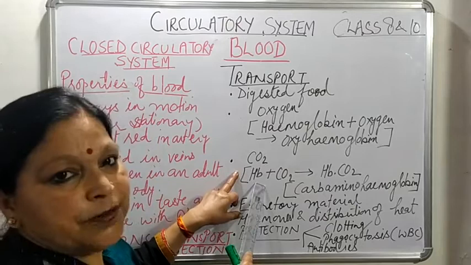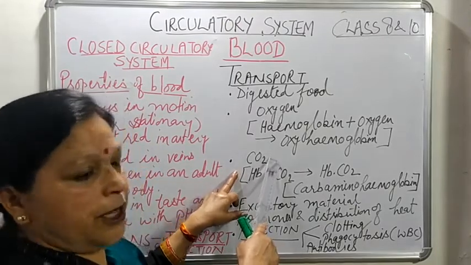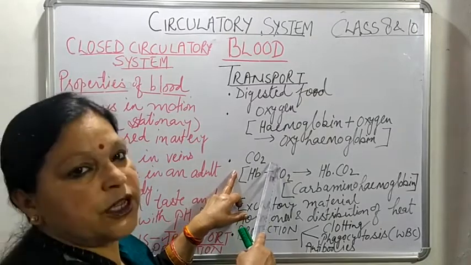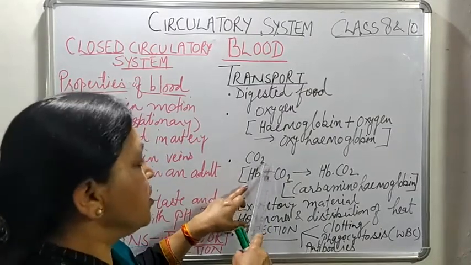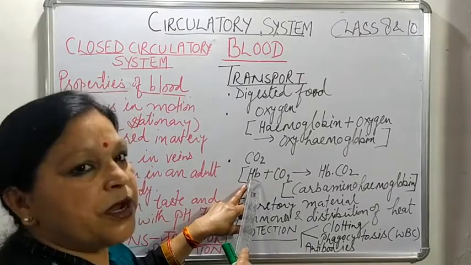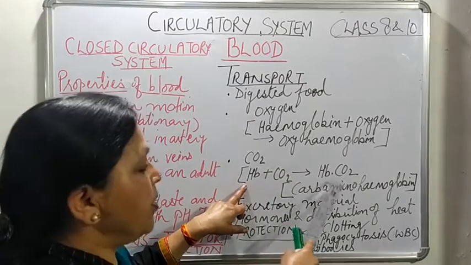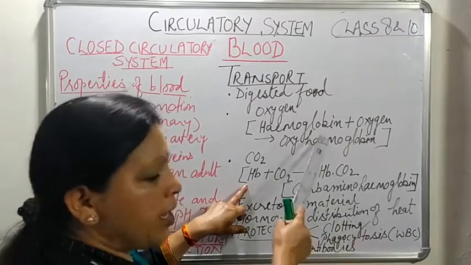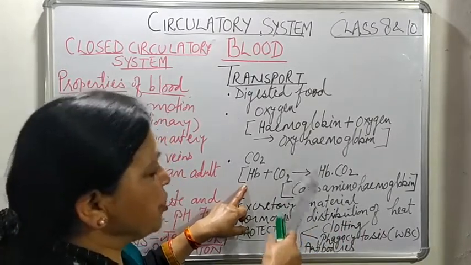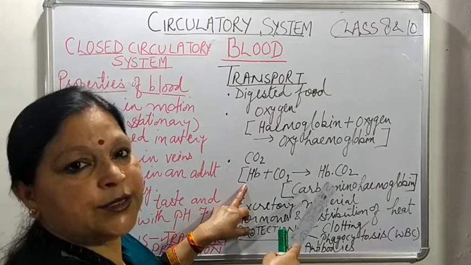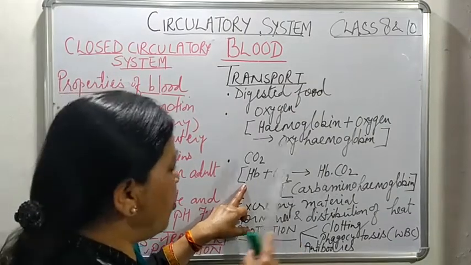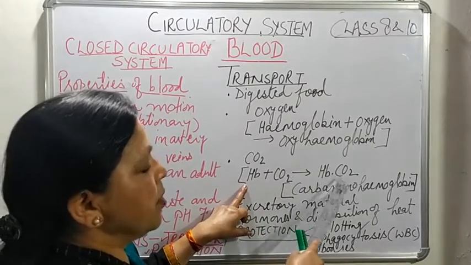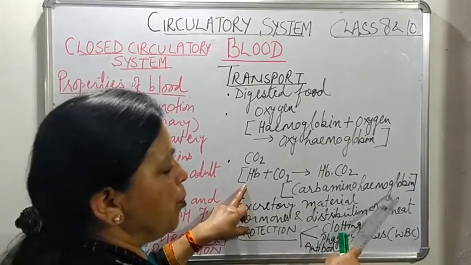Next function, transport of carbon dioxide. As a result of respiration, carbon dioxide is produced in all the cells and tissues. This carbon dioxide is also picked up by hemoglobin and it will form carbaminohemoglobin. For class 10 children, these two questions are most often asked as objective questions. So what happens when hemoglobin combines with carbon dioxide? It forms carbaminohemoglobin.